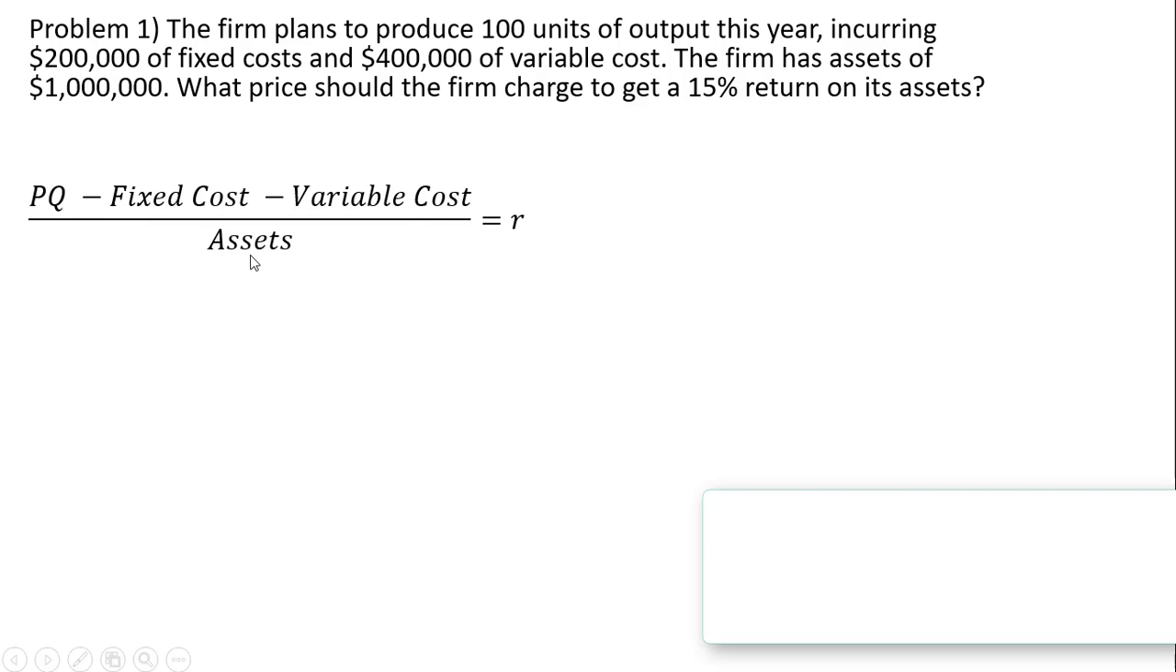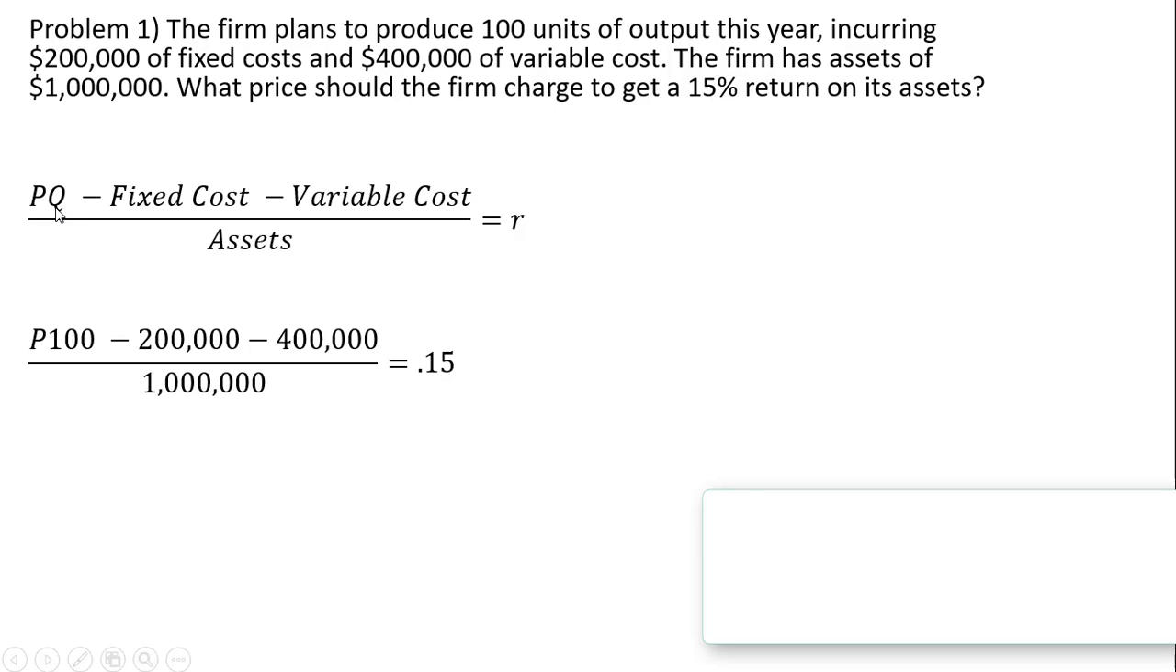So profit divided by assets equals our desired rate of return. So it's just a matter now of substituting everything into this formula. Q is 100. Fixed cost is $200,000, variable cost is $400,000. We have $1 million of assets, and we're going to set our required rate of return, our target rate of return, equal to 15% or 0.15. Now it's just a matter of solving this equation for price.